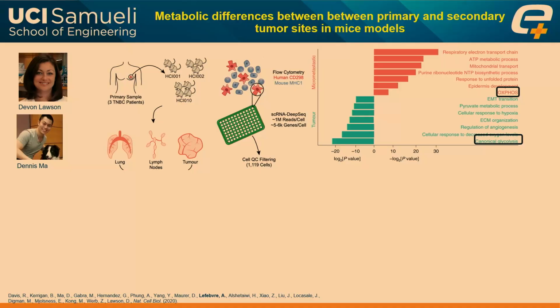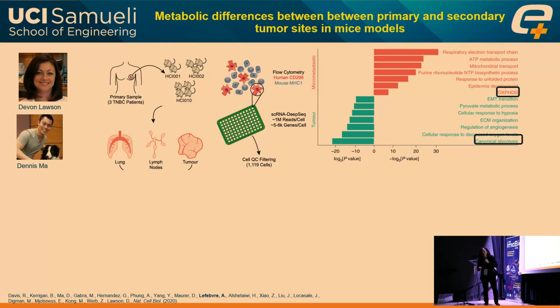They also perform single-cell RNA-seq, and they wanted to know what genes are upregulating metabolism. So the micrometastatic cells, the ones that went to the organs, are upregulating OXPHOS, and the cells at the tumor that did not migrate are upregulating canonical glycolysis. So that also matches what we saw.